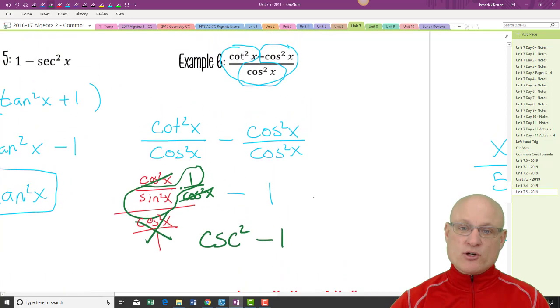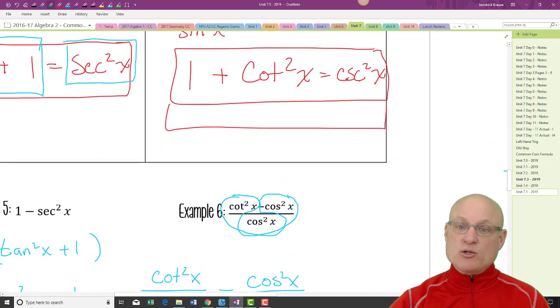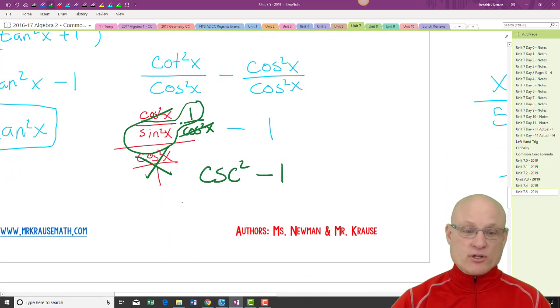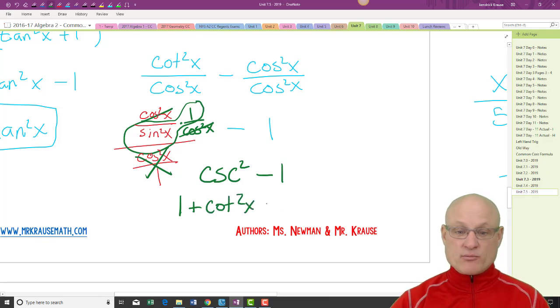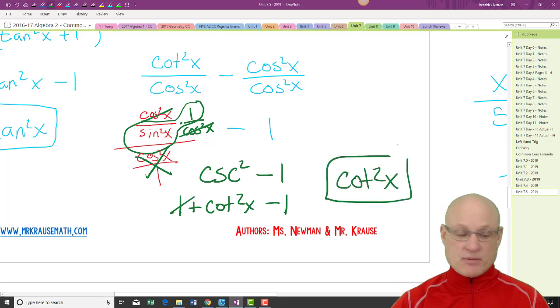But what is cosecant squared x really equal to? Isn't it really equal to 1 plus cotangent squared? So this is really 1 plus cotangent squared x minus 1. The 1's cancel, and I'm left with cotangent squared x.